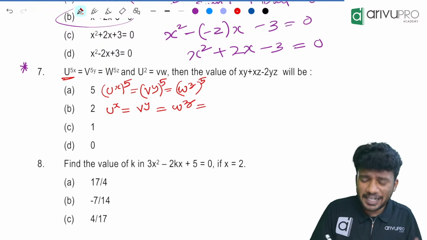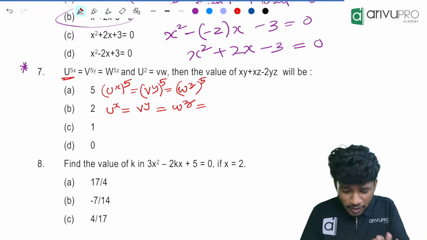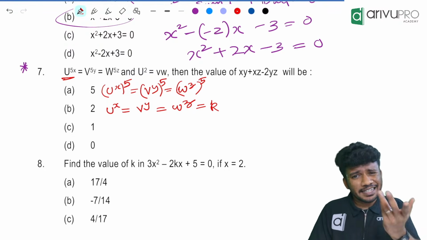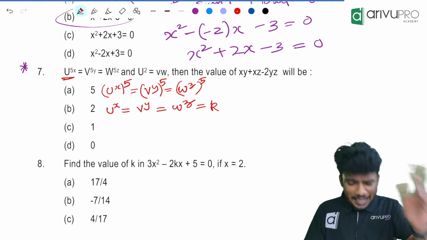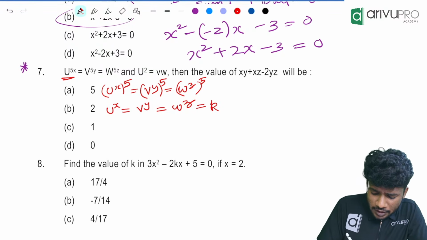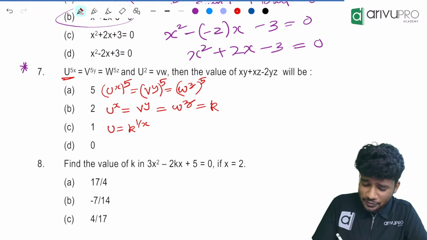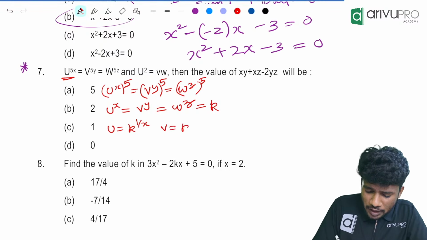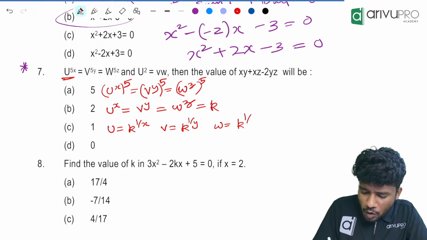Now people, we have done multiple questions in this manner. So you will take it equal to one constant. Let k be the constant. Okay. Now, if you know k is the constant, then u will be how much? K raised to 1 by x. Correct? Do you remember in the class we have discussed? V will be how much? K raised to 1 by y. Then w will be how much? K raised to 1 by z.